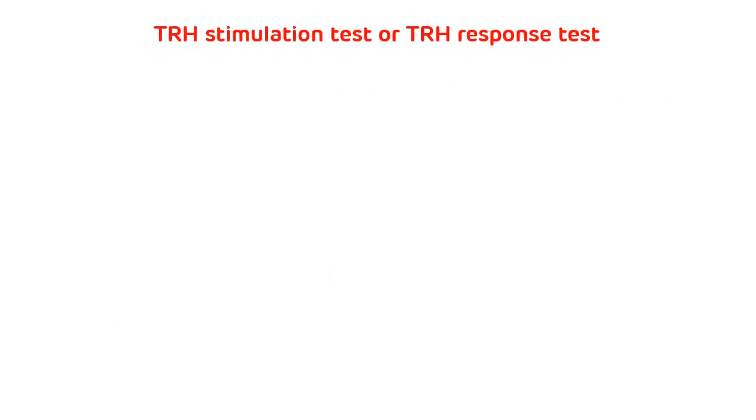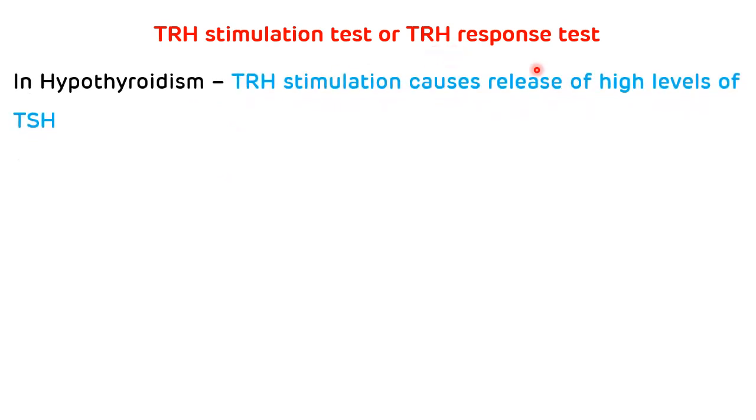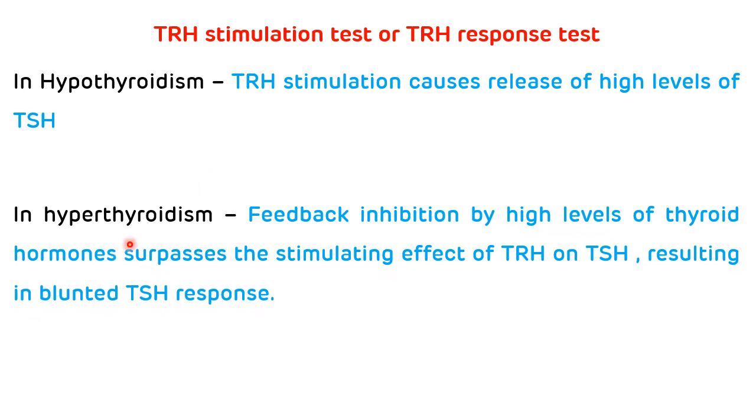Another test included in thyroid function test is TRH stimulation test or TRH response test. In hypothyroidism, TRH stimulation causes the release of a high level of TSH because there is no feedback inhibition. While in hyperthyroidism, feedback inhibition by a high level of thyroid hormone surpasses the stimulating effect of thyrotropin releasing hormone on TSH, resulting in blunted TSH response.